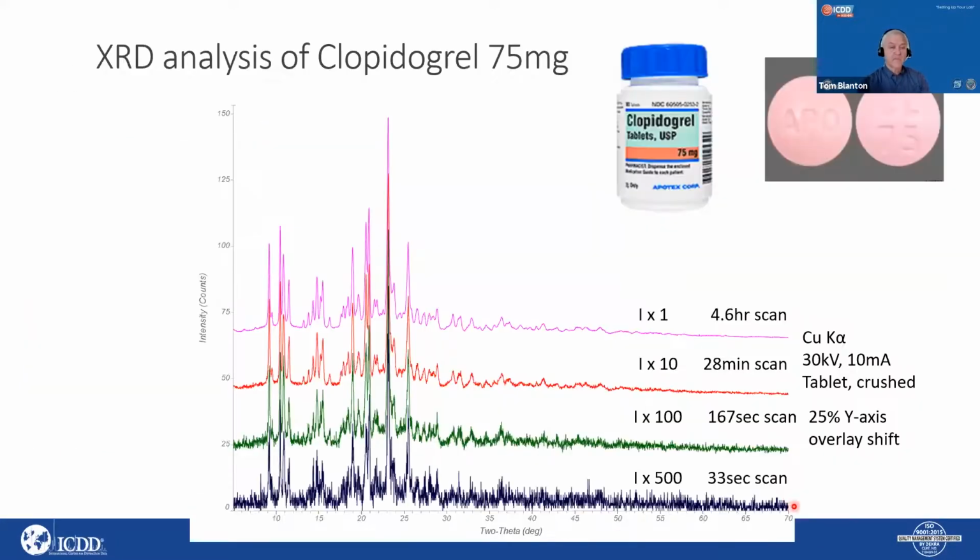Be careful though, because what you'll be shown when these detectors are advertised is someone can look at a pattern of gold, they can look at silver, and collect their data in a very short period of time, in under a minute. But that doesn't apply to all materials. Here's an example of a pharmaceutical that was collected in a 33-second, almost a 3-minute, almost a half hour, and a 4.6 hour scan.